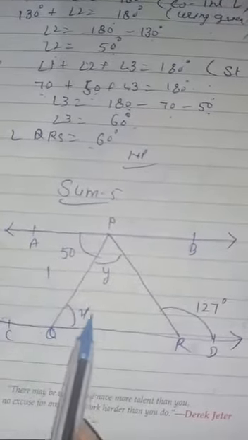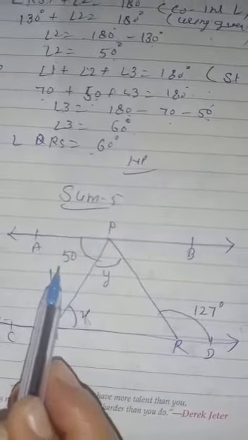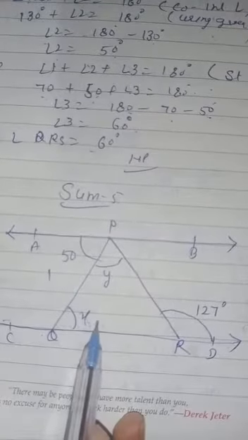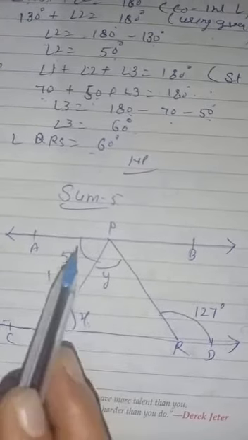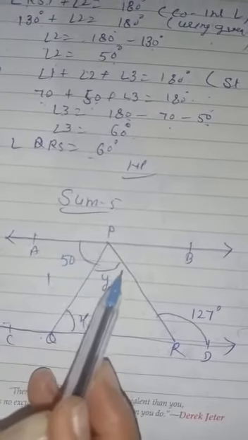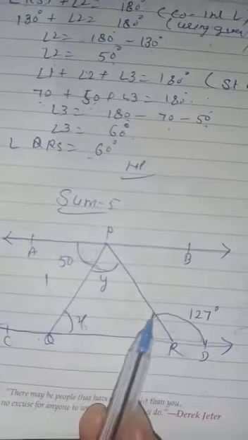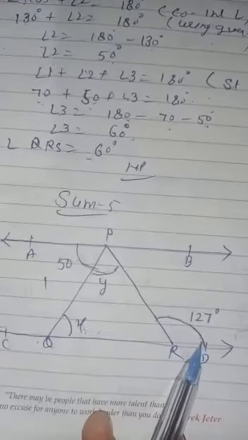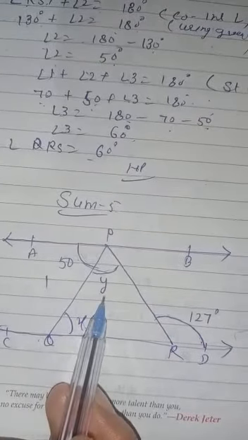These are alternate interior angles. If the value of 1 is 50, automatically the value of X will also become 50 degrees. Okay, in the same way, if I say the combination of 1 plus Y is equal to angle PRD, alternate interior angles. So put the value of 1, we are able to get the value of Y.